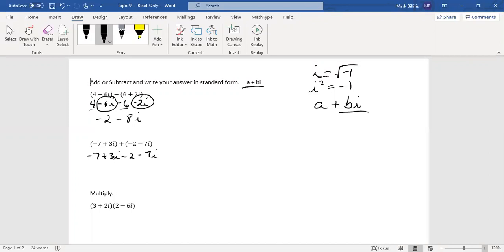Your next step is to combine like terms. So we combine -7 and -2, and that gives us a -9. And then we combine +3i and -7i. So 3 minus 7 is -4i. And that would be our final answer. And again, it's in standard form.